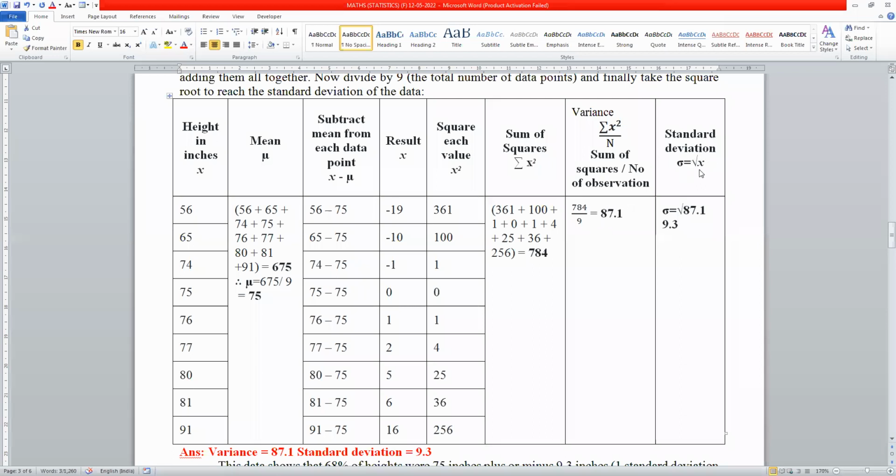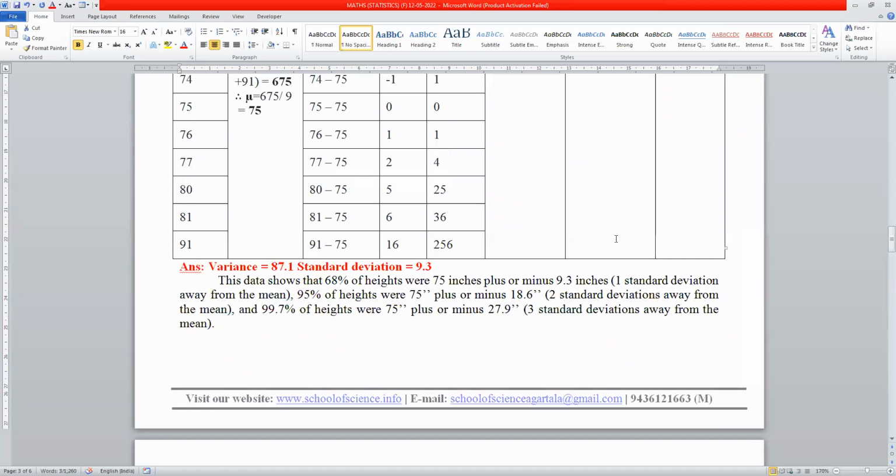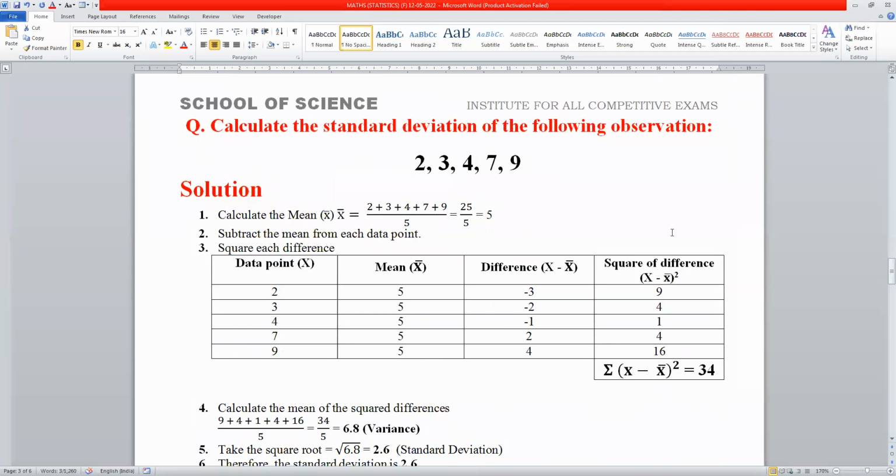Standard deviation is the root of variance. So the root of 87.1 is your 9.3. Let's see the second example, which I have done for you. Now, I have reduced the steps.